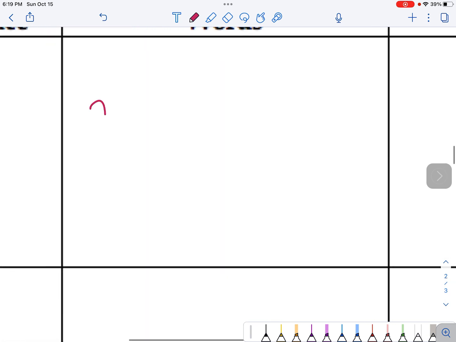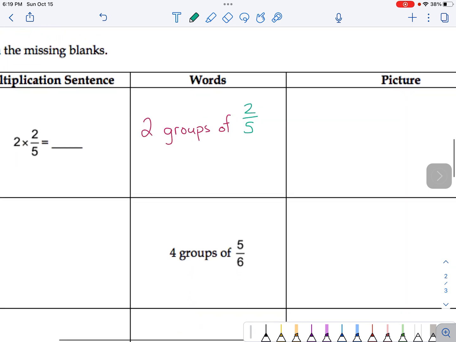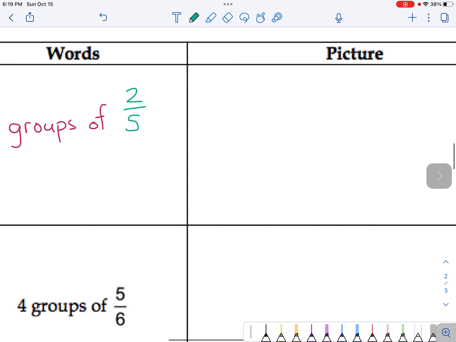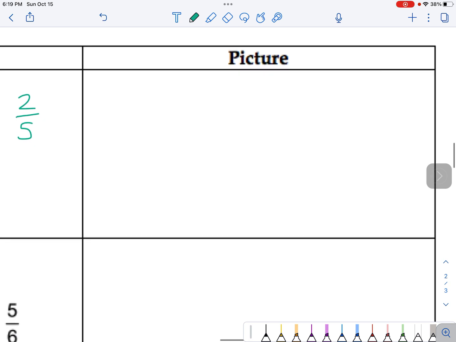That is 2 groups of 2/5. Now you can draw whatever shape you want. I really like drawing rectangles because sometimes making circles into like 7ths or 9ths is just really tricky. So for my picture, I'm going to draw a rectangle like this, right?